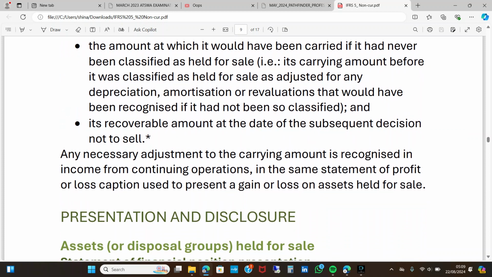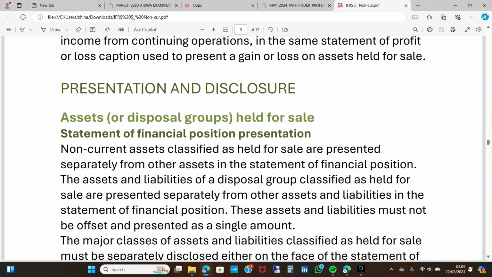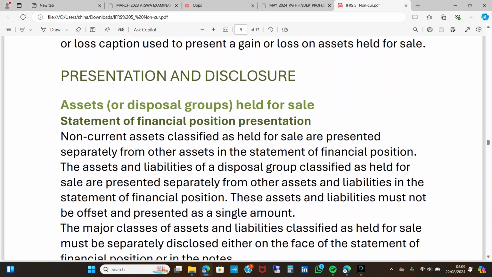Now, when we are doing IAS 36 on impairment of assets, you look at what we call recoverable amount more. Now, any necessary adjustment to the carrying amount is recognized in income from continuing operations, in the same statement of profit or loss caption used to present a gain or loss on assets held for sale. Now, let's look at how we present and disclose non-current assets held for sale in our what?